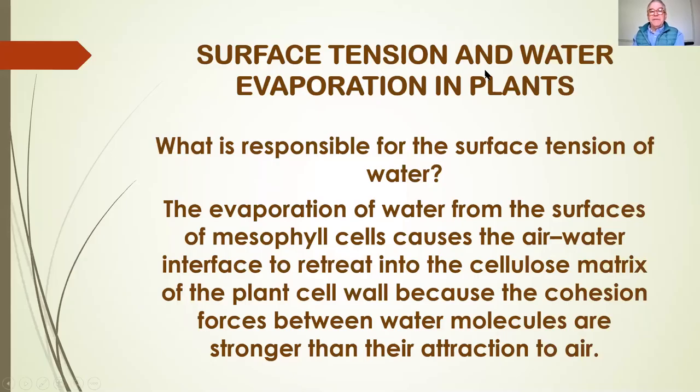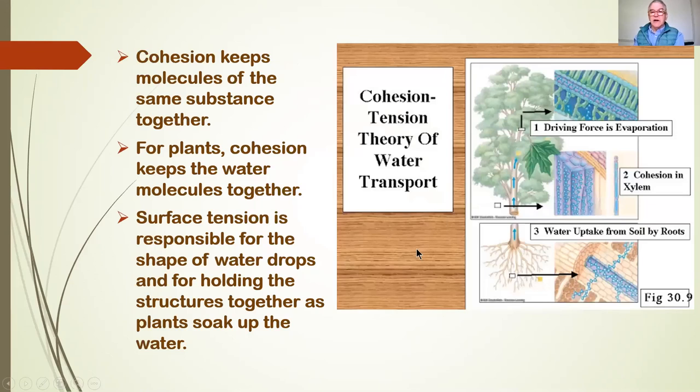Surface tension and water evaporation in plants is another subject for us. What is responsible for surface tension of water? The evaporation of water from the surfaces of mesophyll cells causes the air-water interface to retreat into the cellulose matrix of the plant cell wall because the cohesive forces between water molecules are stronger than their attraction to air. What does this look like?